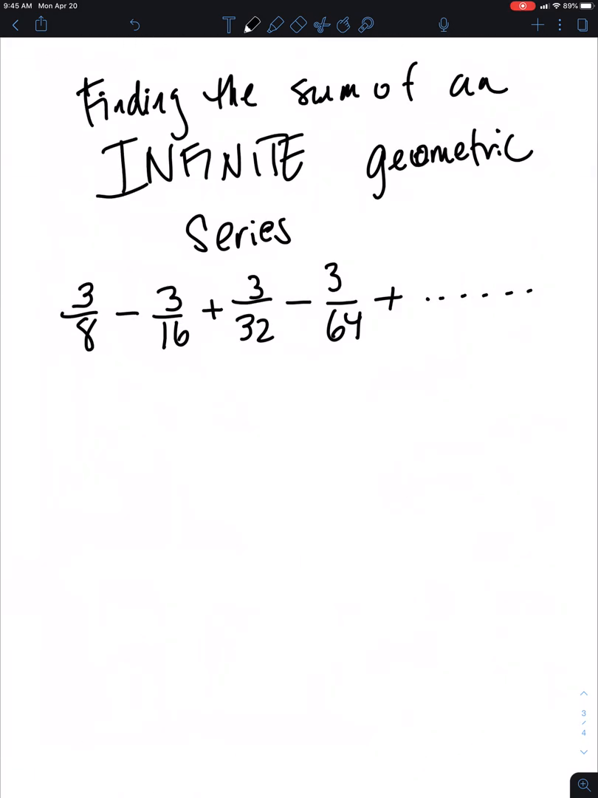Okay, so the last thing we're going to do is finding the sum of an infinite geometric series. Okay, so let's revisit the word infinite. Infinite means forever.